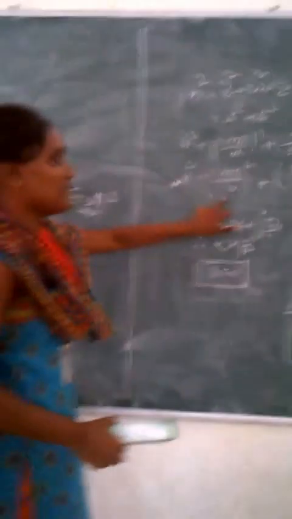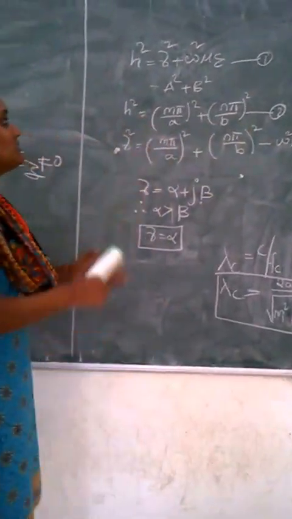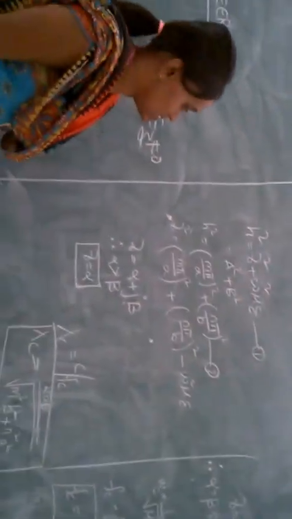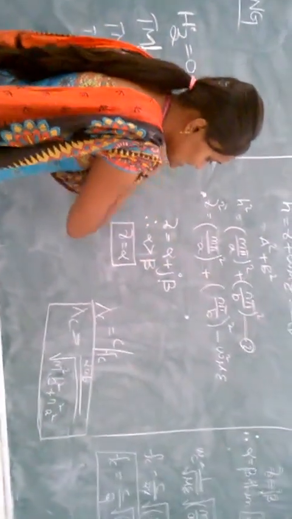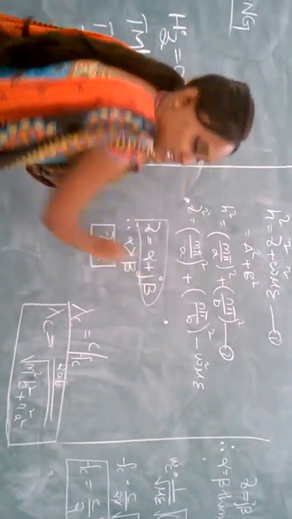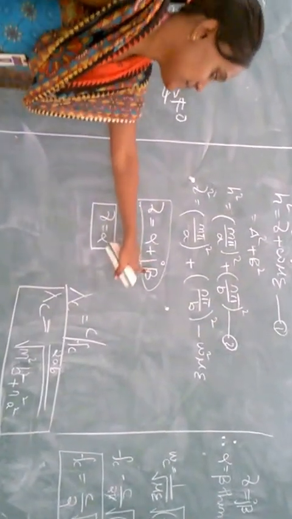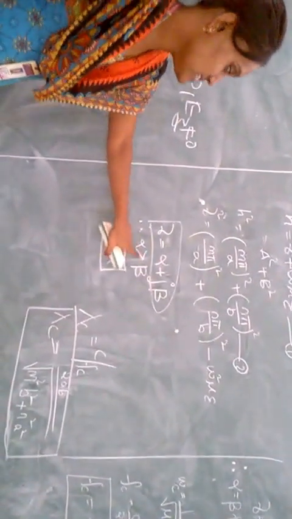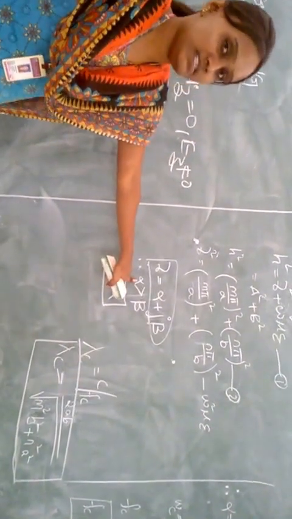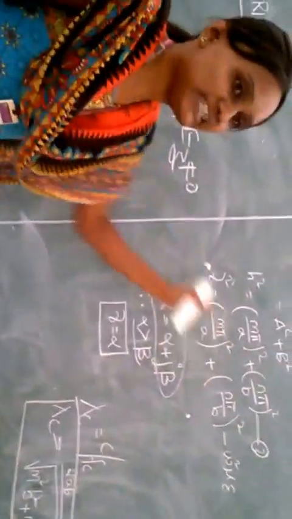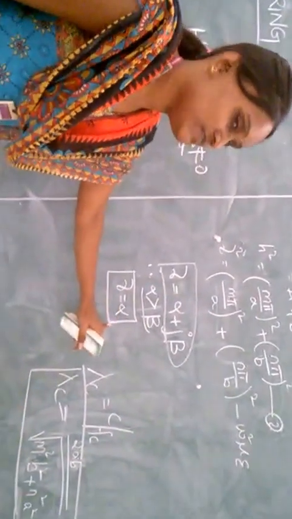So, from equations 1 and 2 we are finding the gamma square value. What is gamma? Propagation constant. Gamma equals alpha plus j beta. Alpha is the real part, beta is the imaginary part. Alpha is greater than beta for high frequencies. When alpha is greater than beta, the beta term can be neglected. Then gamma equals alpha.